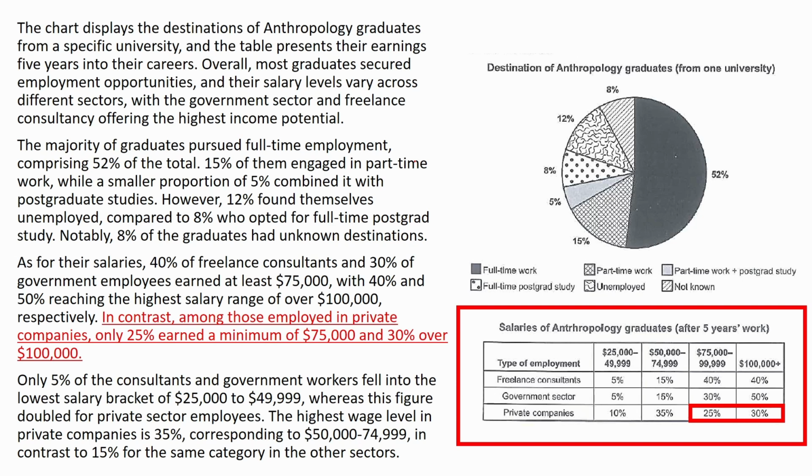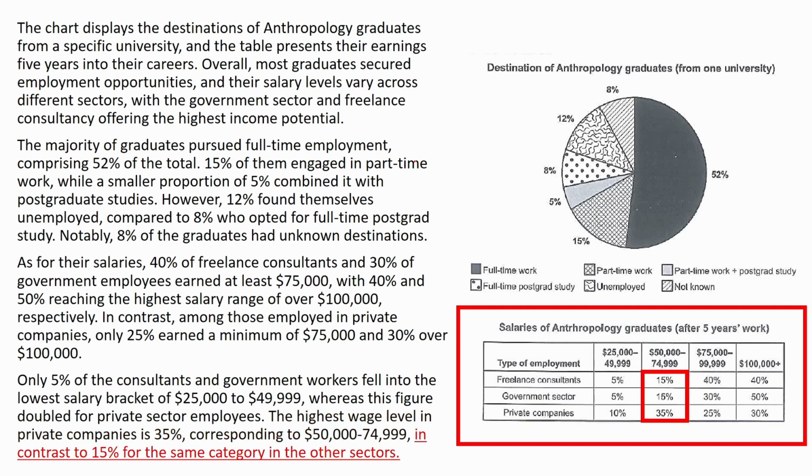Now the smallest part, only 5% of the consultants and government workers fell into the lowest salary bracket of $25,000 to $49,000, whereas this figure doubled for private sector employees. And now the middle part. The highest wage level in private companies is 35%, corresponding to $50,000 to $74,000, in contrast to 15% for the same category in the other sectors.